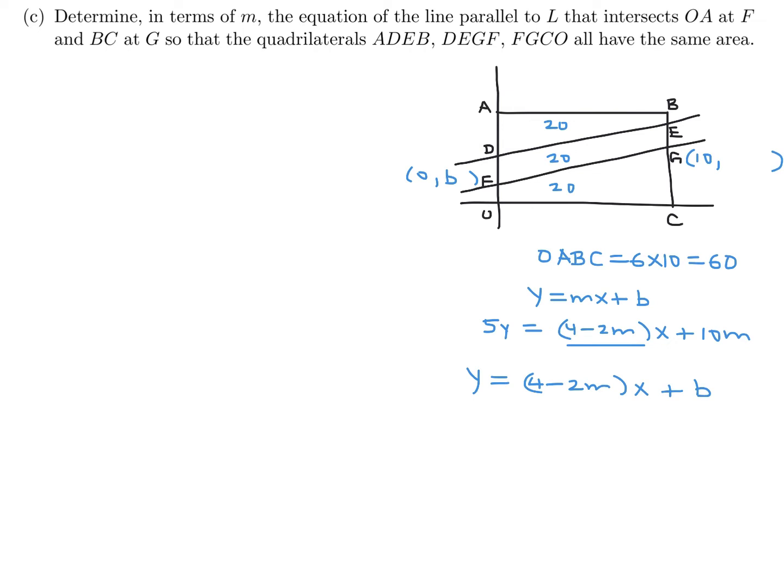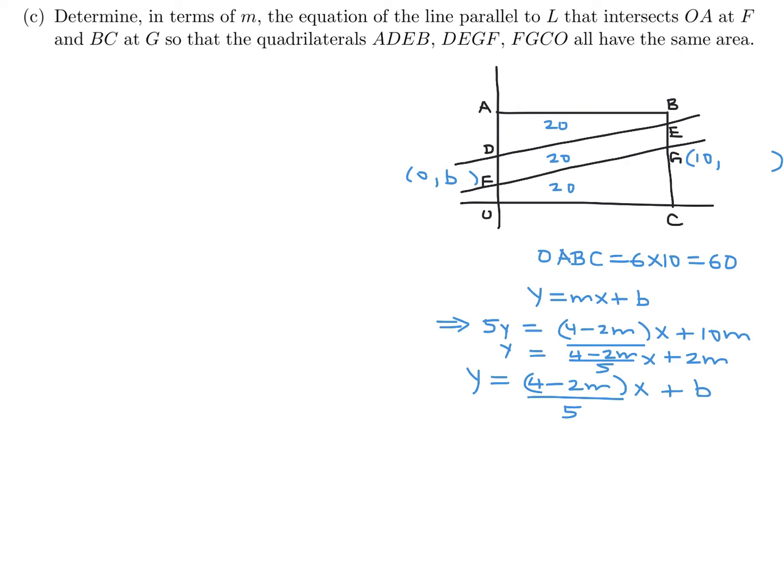But we've got to be careful because this has to be isolated in terms of y. So it's really y is equal to (4 minus 2m) over 5 times x plus 2m, like that. So the slope is actually (4 minus 2m) over 5. So just make sure that you make it consistent like that.